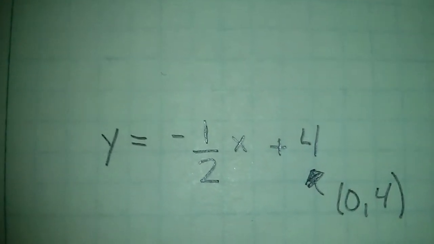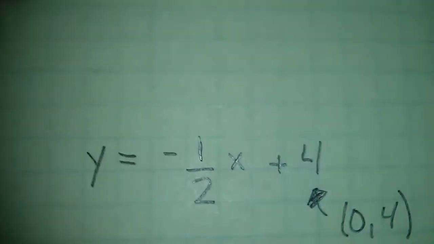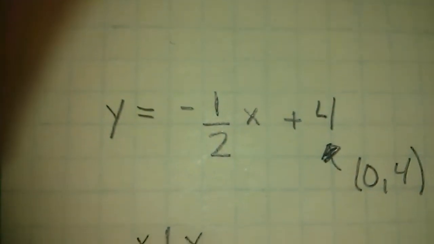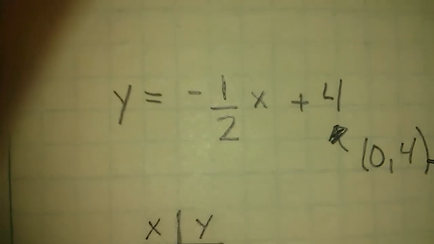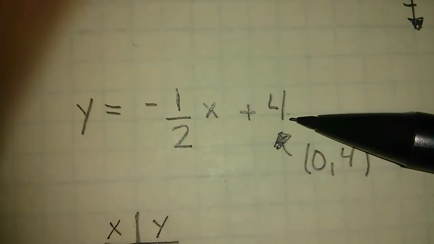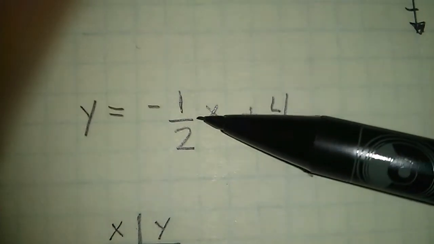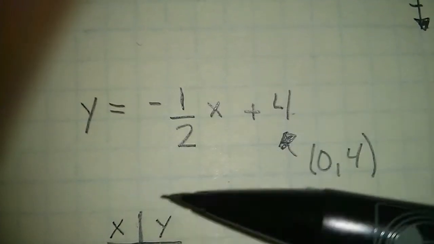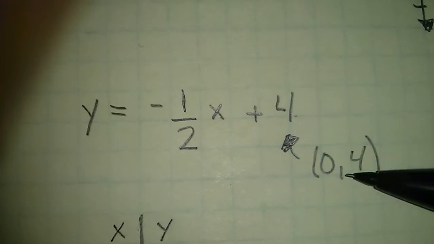So the first thing is we can always find the y-intercept, because the y-intercept is always that number that's by itself. So we can orientate, right? So it's the 4 there. And so the y-intercept is going to be 0, 4, because x is 0. That term goes away. We're left with the 4.